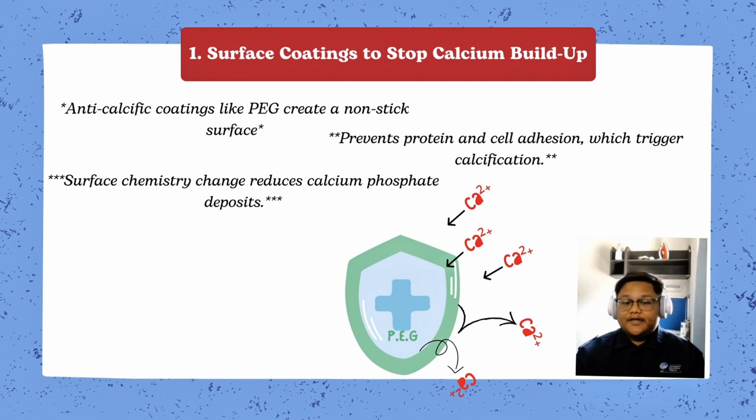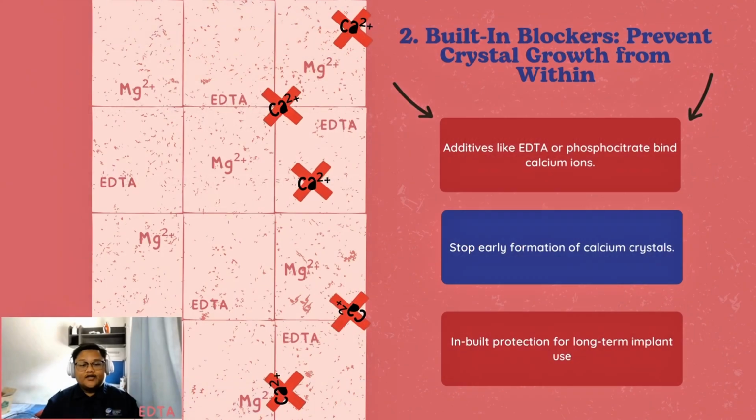Techniques like plasma treatment or chemical grafting add anti-calcific groups like carboxyl or phosphoryl to the surface. Coatings such as PEG or zwitterionic polymers also help by reducing protein and cell attachment, which are early triggers of calcification. Second, we can incorporate anti-calcific agents directly into the material. Substances like magnesium ions, phosphocitrate, or EDTA interfere with crystal formation or bind calcium ions to prevent mineral deposits.